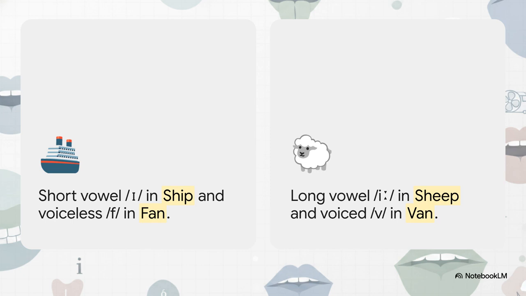Just compare the short vowel in ship to the long vowel in sheep. Or notice the voiceless F sound in fan compared to the voiced V in van. Literally, one tiny slip of the tongue changes a boat into a farm animal. Practicing these pairs is incredible for helping learners dramatically improve their listening and their speaking accuracy.